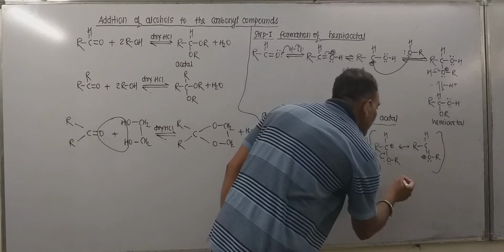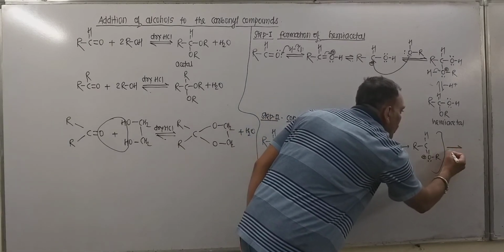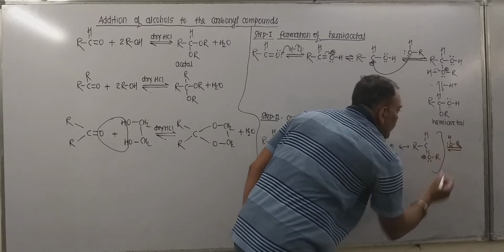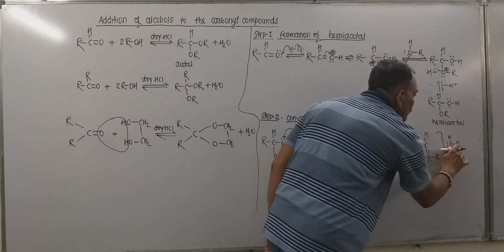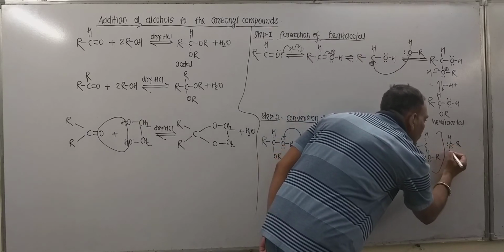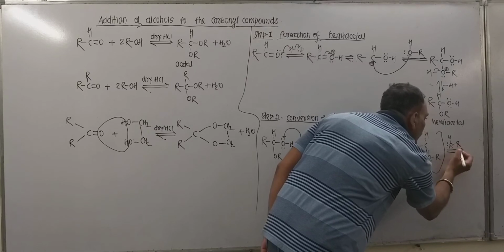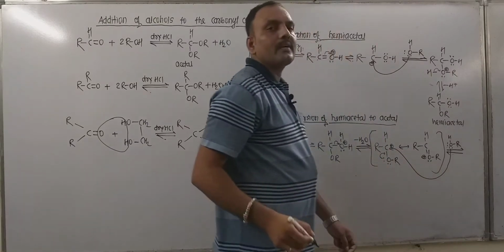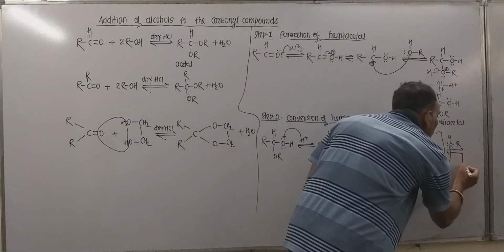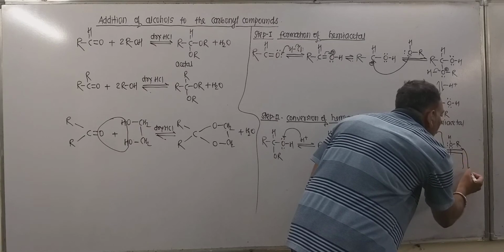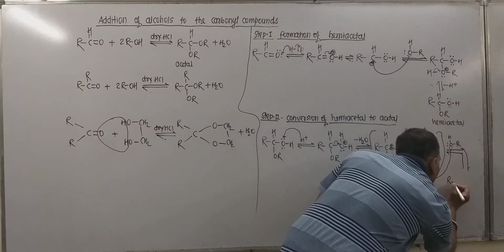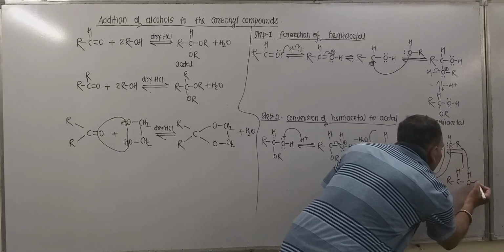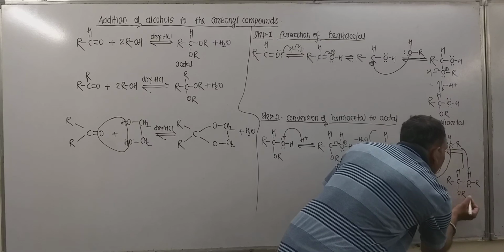Now at this point what happens, attack of alcohol takes place. So remember, alcohol can be given as, now oxygen has two lone pairs of electrons, so oxygen with the help of the lone pair attacks the carbon, and now this leads to the formation of an addition product. So due to attack of alcohol, that can be given as.